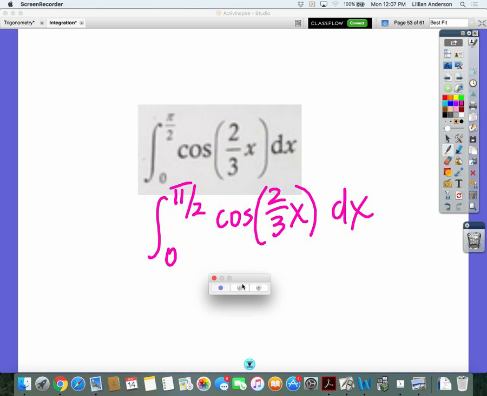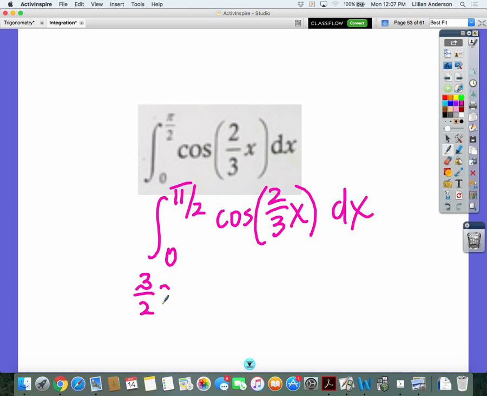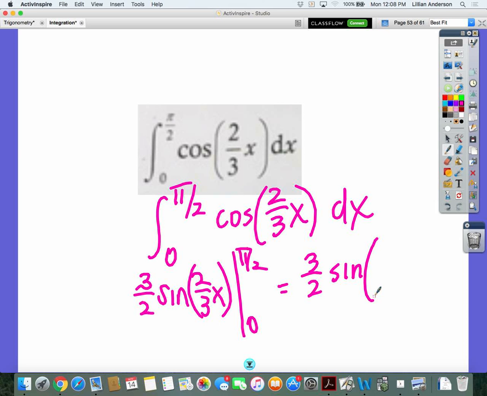Alright, all different boards. Just gonna look at this one as a group. This one does involve the 1 over a sine of ax plus b. So you should have had 3 over 2 sine of 2 over 3x and evaluating that from 0 to pi over 2. Did anybody have that? That's the antiderivative. So then when you go to plug in, you would have had 3 over 2 sine, when you plug in pi over 2, that just turns to a pi over 3, minus 3 over 2 sine of 0.